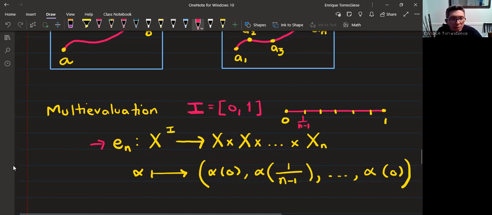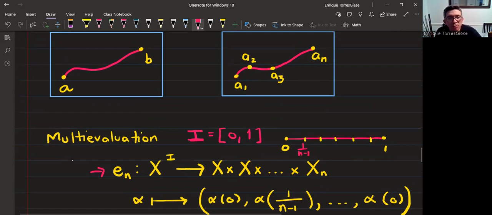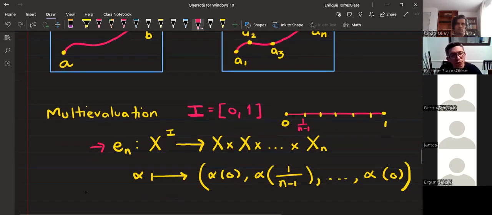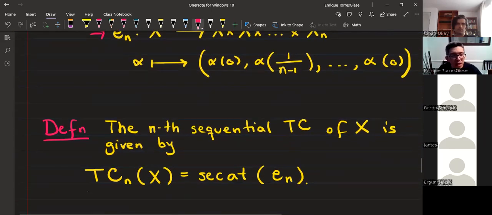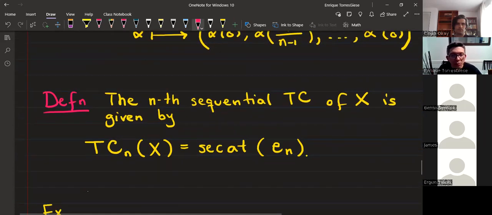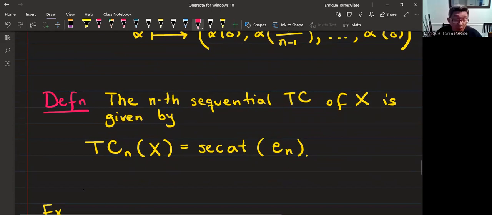So the connection again between this multi-evaluation map and the motion planning problem is that instead of visiting only 2 points, we want to visit a number of points in some kind of order, like A1, and then A2, A3, and so on and so forth. So this is an extension of the classical motion planning problem, and this is affording what we now know as the nth sequential topological complexity. It's essentially the sequential, the sectional category, excuse me, of the multi-evaluation map.